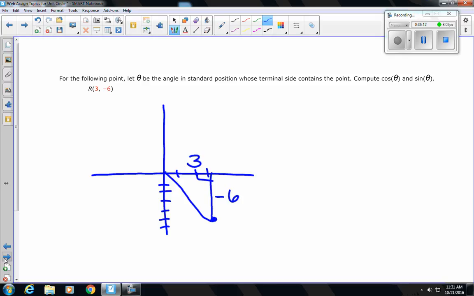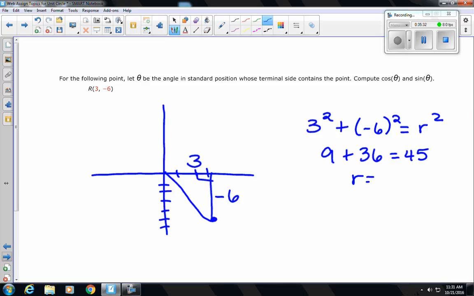All right, what do I need to find now? Hypotenuse. So 3 squared plus -6 squared equals r squared. 9 plus 36 equals 45, right? And so r is square root of 45. So we'll put that in here. Is it negative? Why not? Can't have a negative radius.